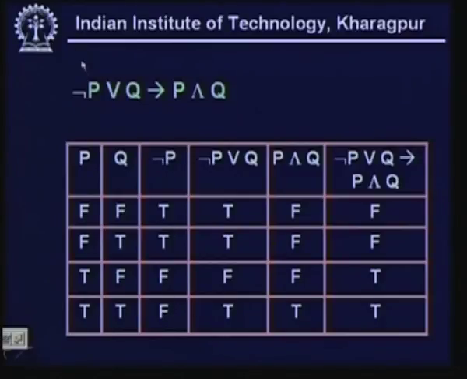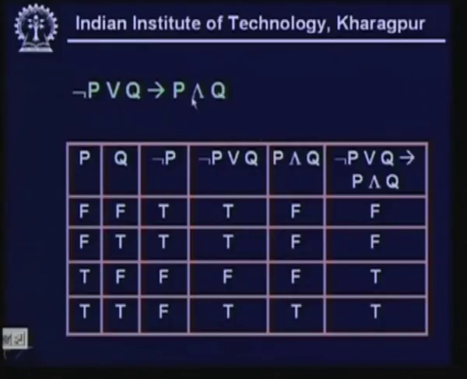And now, we make another column for this entire thing, not P or Q. And so, not P or Q, how do you compute? It is an OR. So, not P is true, Q is false, so not P or Q is true. Now I am just looking at these 2 columns because I need only these 2. Both of them are false, this will be false. This is false, this one is true, so this will be true. So, I have got the truth value of this.